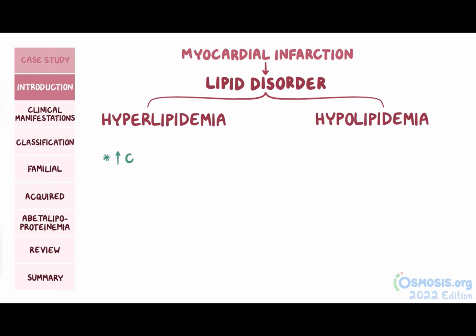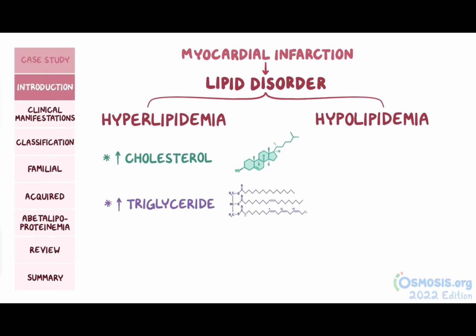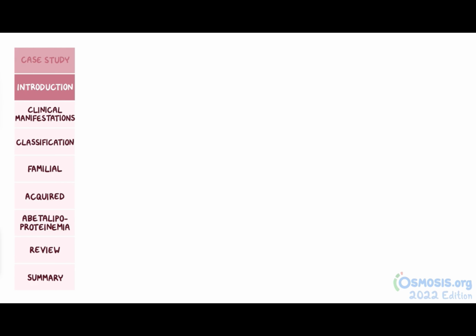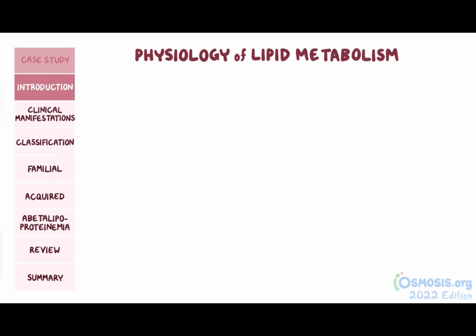Hyperlipidemia can manifest as a high level of cholesterol, a high level of triglycerides, or a combination of both. Hypolipidemia is the opposite, where there's a low level of these lipids. So let's do a quick overview of the physiology of lipid metabolism.